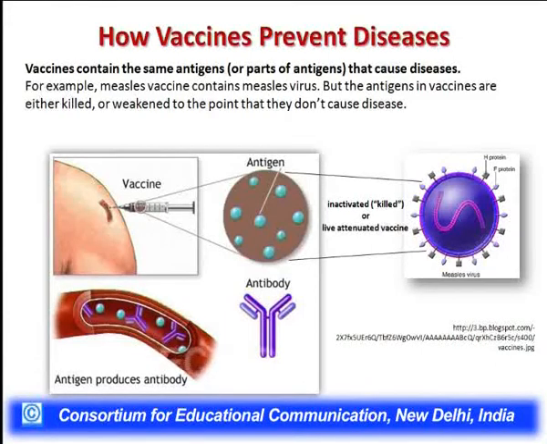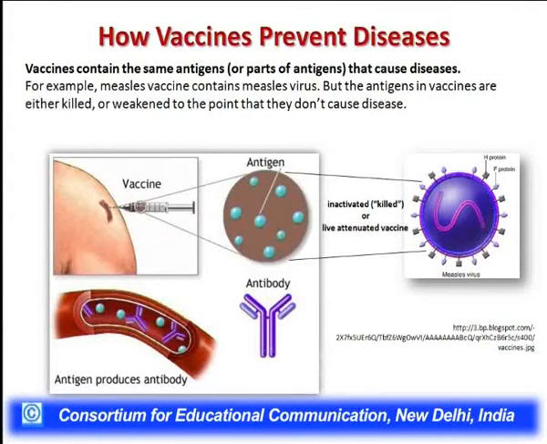But when these proteins or these antigens are injected into the body, they are recognized by the T and the B cells as foreign particles. And immediately there is an immune response which comes into the picture, so there are antibodies which are produced against these antigens. We can see over here a picture of a measles virus, in which there are various surface proteins which are called the H protein or the F protein.